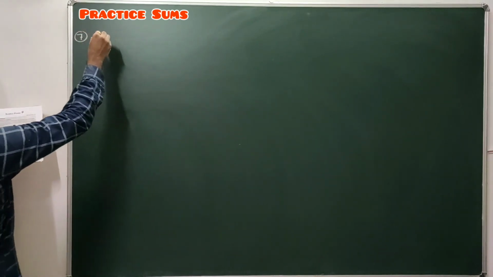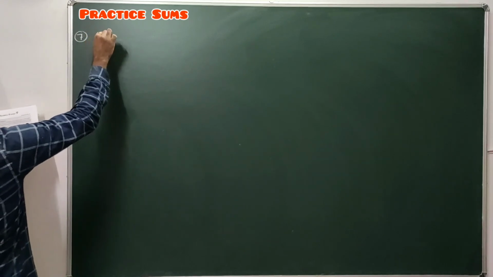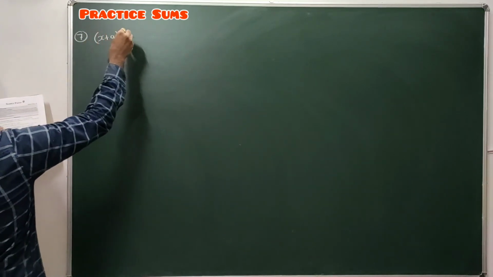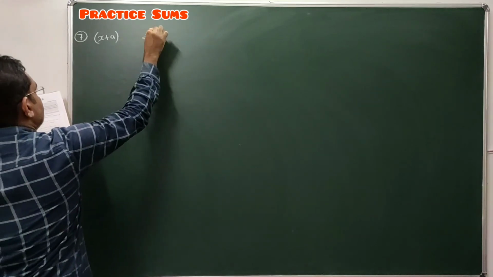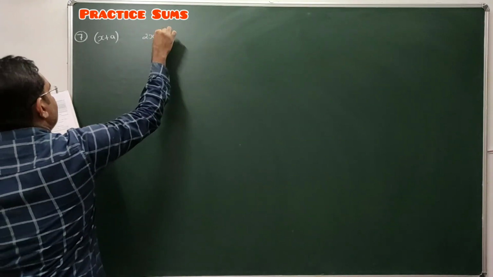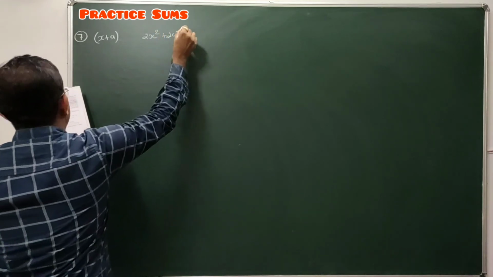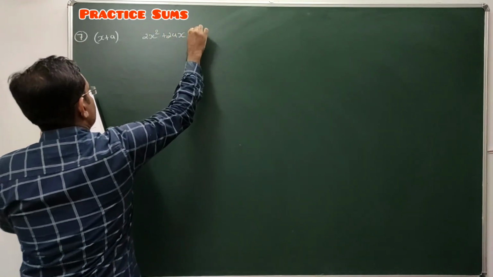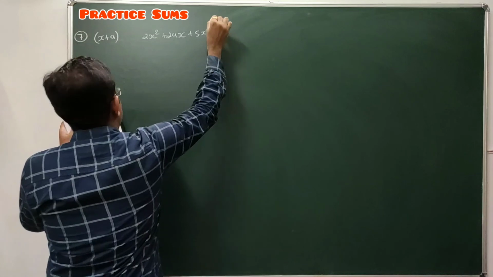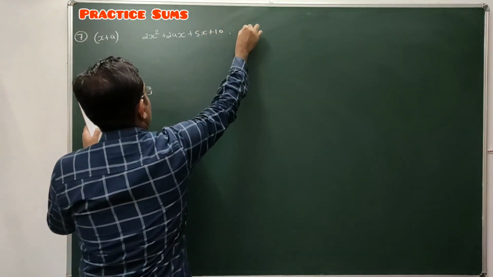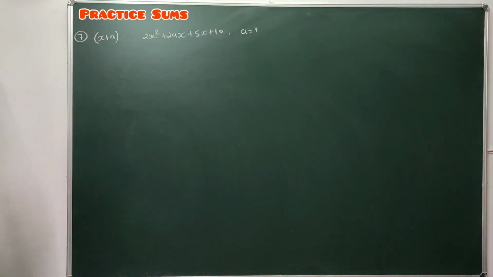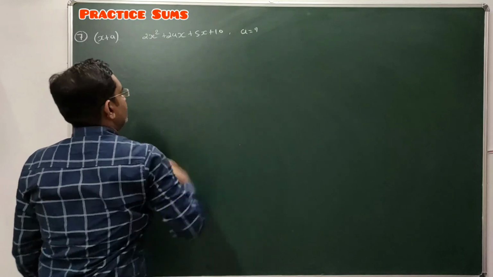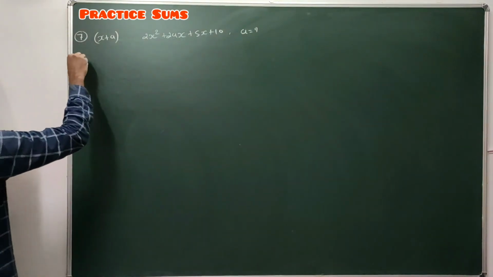Here, if x plus a is the factor of polynomial 2x square plus 2ax plus 5x plus 10, then find the value of a. So how can it be solved?